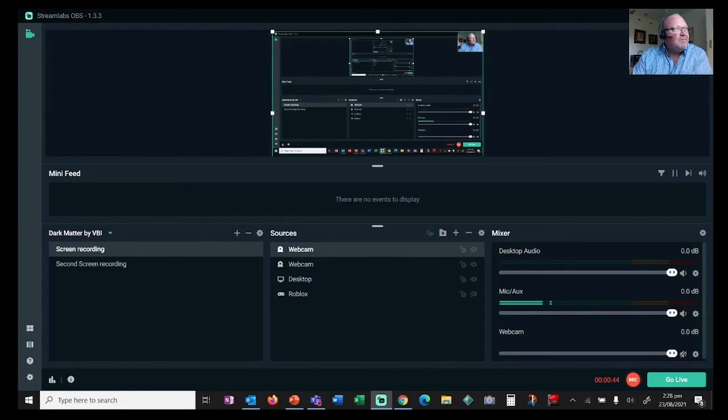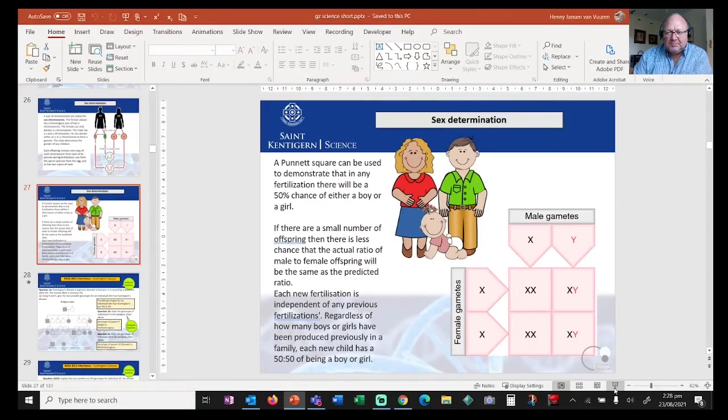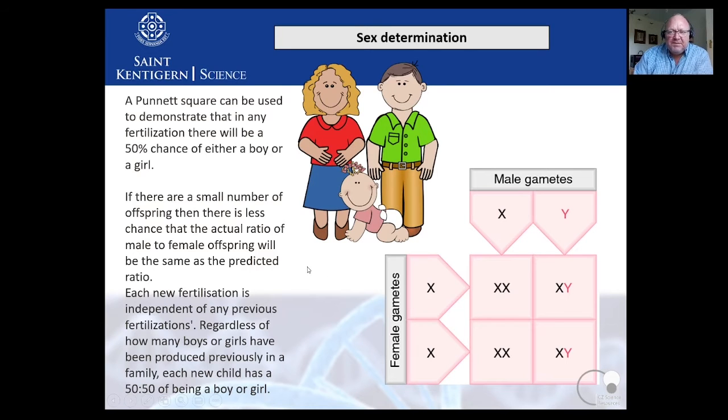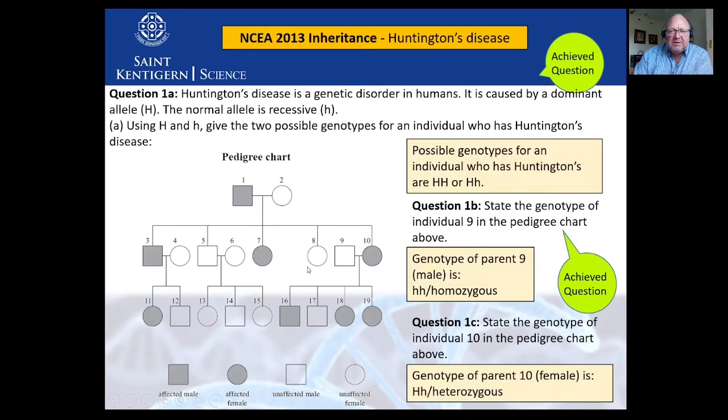Hey, so on Friday, I asked you to look at some things like sex determination and pedigree charts and the test cross and so forth. And then today we'll just continue with a few more past paper exam examples. Anyways, without making it too long, let's continue. In the previous video you looked at Huntington's disease.